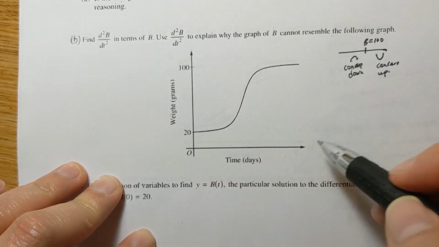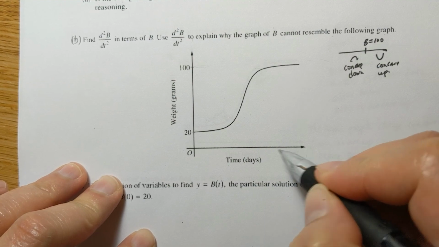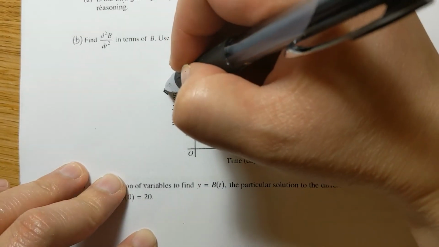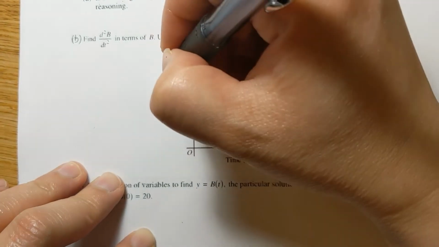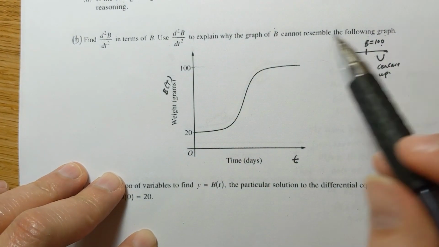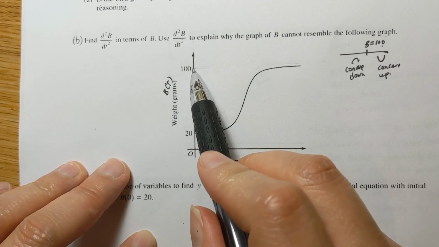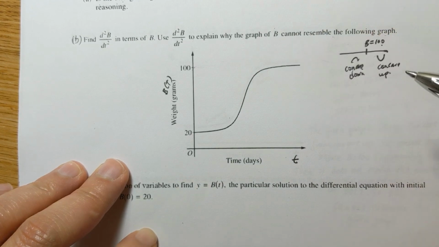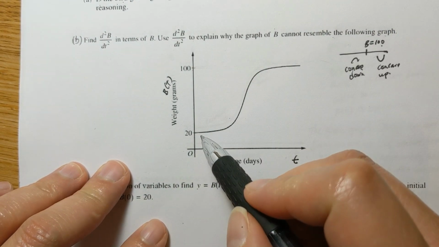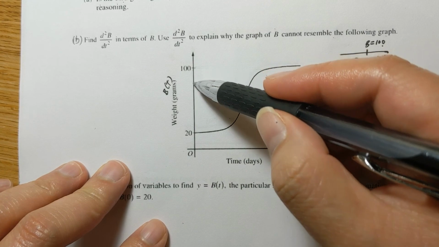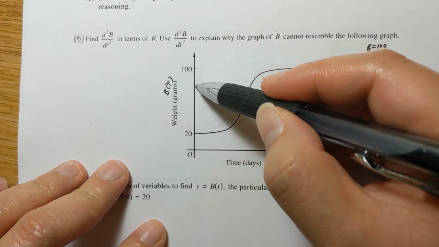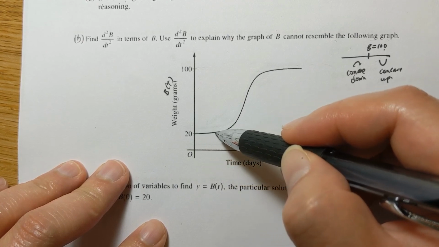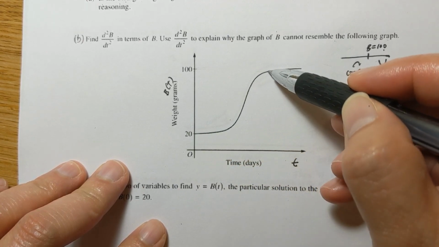Let's take a look at this graph over here. Time in days, this is time. Rate in grams, so this is the B of t. If you look at this graph, it purposely gives us the 100. So 100 is right here. Now you can see the graph does not match. Before the 100, this part, the graph is concave up and then concave down.